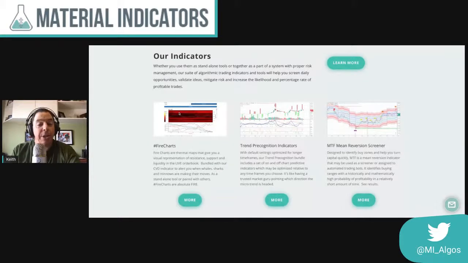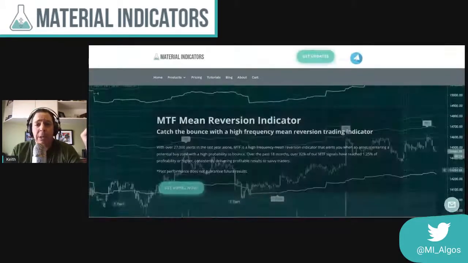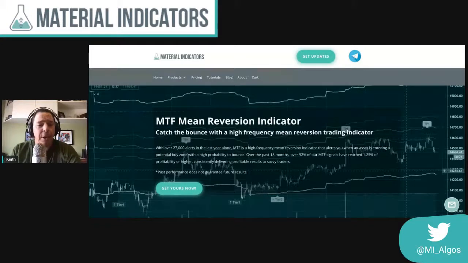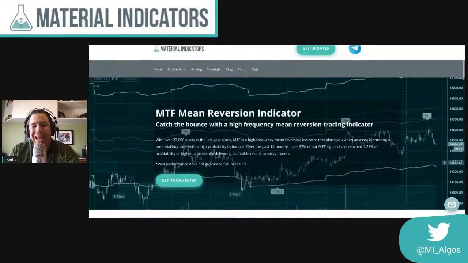So our FireCharts I just showed you. Our trend precognition indicators, you can learn about here on the website as well. And the one that we're going to look at today is our MTF mean reversion screener. And what this tool does is it is currently running on TradingView, right? And it's part of the subscription only indicators.